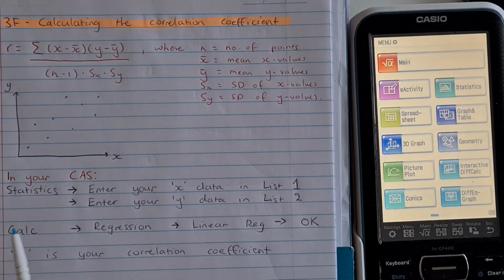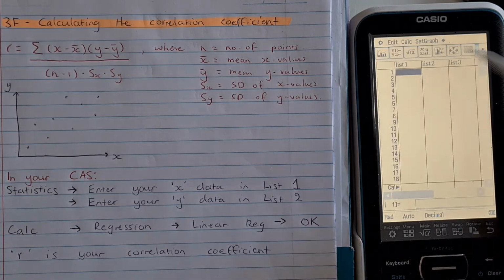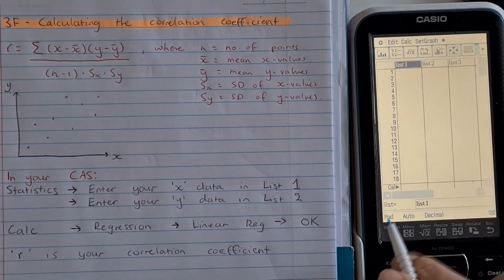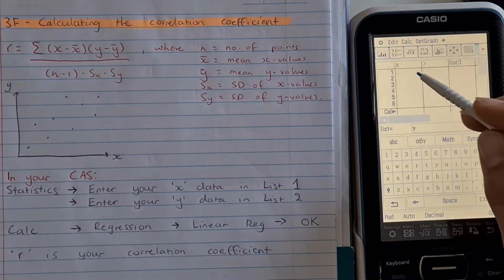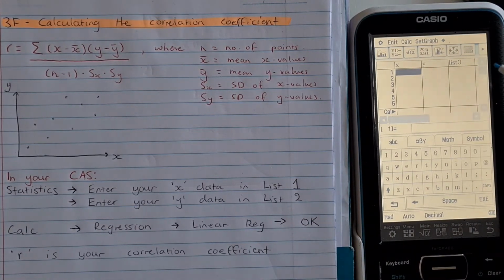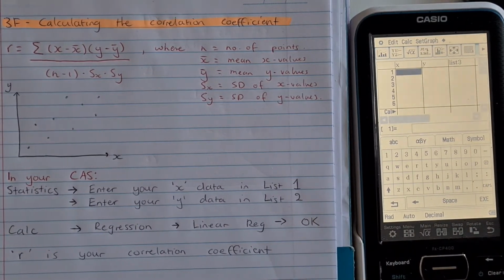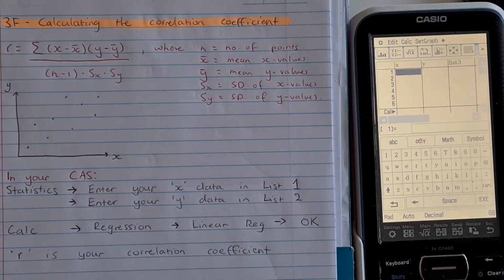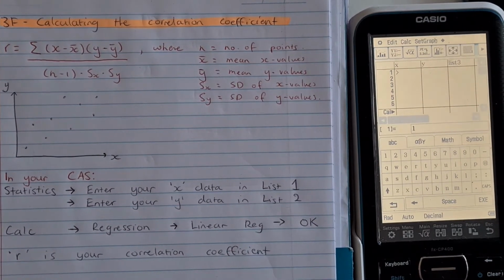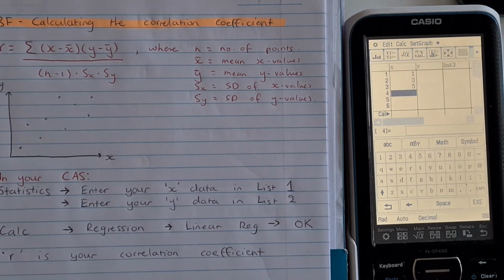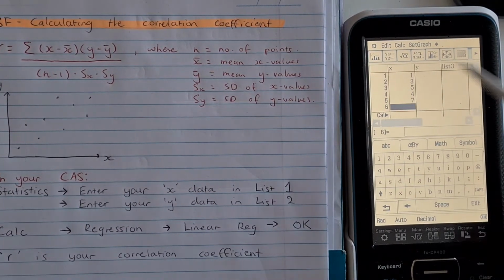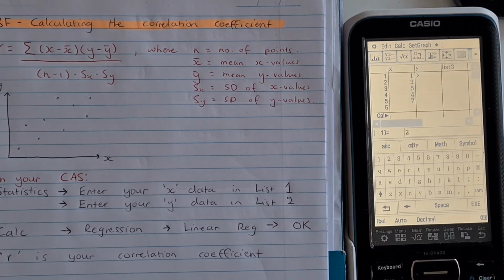So to use the calculator, we're going to follow these instructions here. We're first going to go to statistics. We're going to enter our X data into list 1, and we're going to enter our Y data into list 2. You can rename them there so you know what's going on if you wish. Let's use one example from the textbook. We'll just enter our X data. And then our Y data.